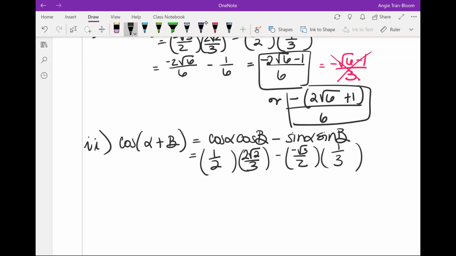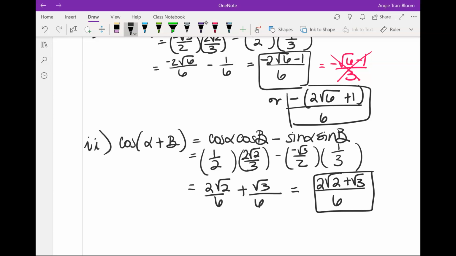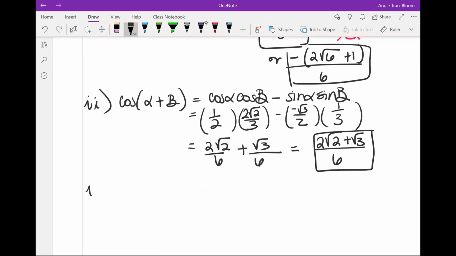All right, let's multiply. On this one, I would have 2 root 2 all over 6. This one, I would have a positive root 3 all over 6. Denominators are the same. Can I just put it over 1? Oops, 2 root 2 plus root 3. Perfect. I'm going to give you a minute head start on the third one. The third one asks you to find what? Tangent of alpha minus beta. Again, see if you can write the formula from memory.